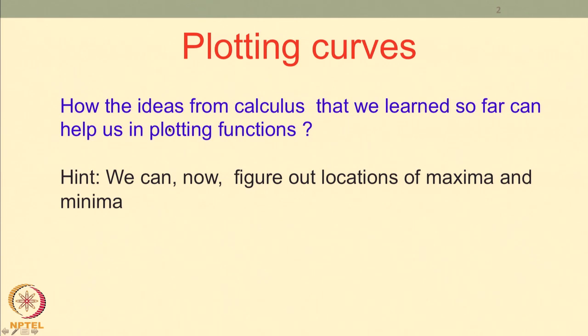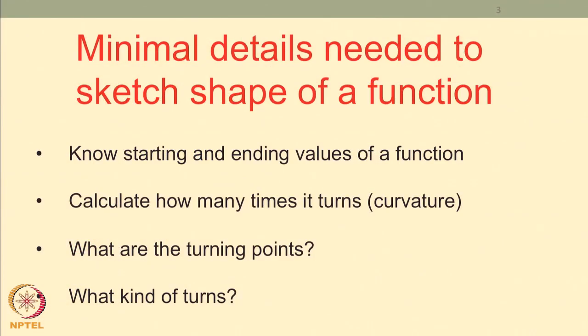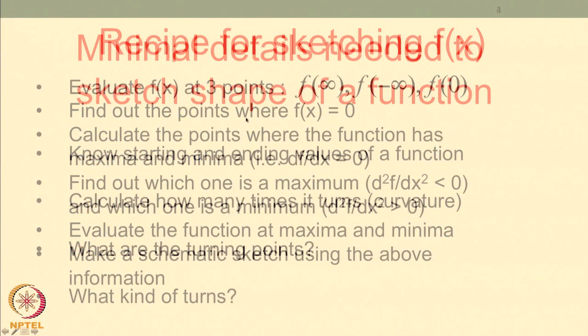So, first question is, what are the minimal details that we need to sketch the shape of a function? We do not know how the shape would be, but what are the minimal things that we need to know? The details would be that if we know the starting and ending point of a function, the beginning value and the ending value, that would be the first thing needed.